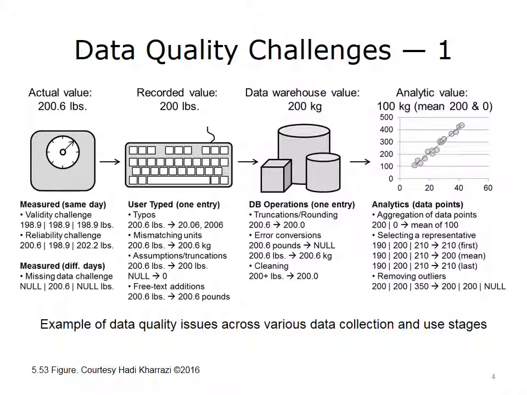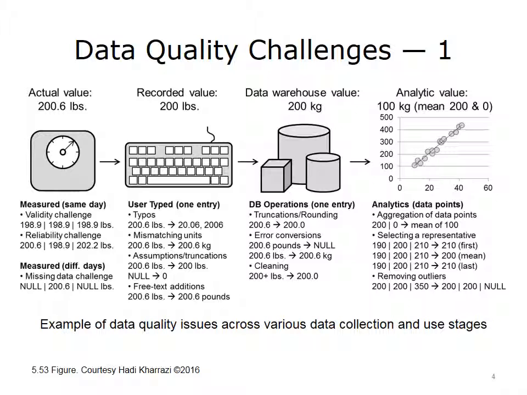For example, an actual weight of a patient might be measured inaccurately, typed mistakenly, processed with error, and even aggregated differently, thus producing different population health models at the end. The first column of the diagram shows that the actual weight of a patient is 200.6 pounds. The measurement tool might have a validity issue that causes it consistently to record the original weight at 198.9.